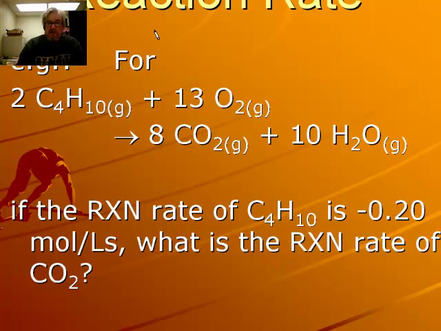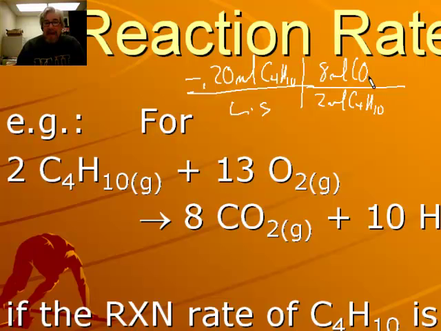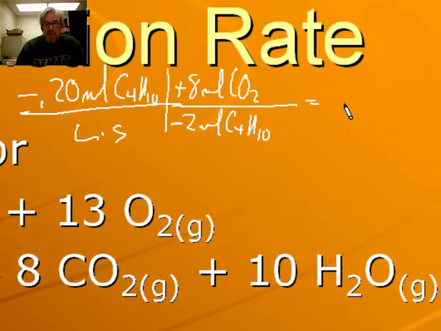If I know that my rate is negative 0.20 moles of C4H10 per liter per second, and I know that the mole ratio is 2 moles of C4H10 for every 8 moles of CO2, the only thing I have to do is modify for the fact that one's a reactant and one's a product. So it's a negative 2 for C4H10 and a positive 8 for CO2 because it's a product. When I multiply this out, I get 0.80 moles of CO2 are being produced per liter per second.